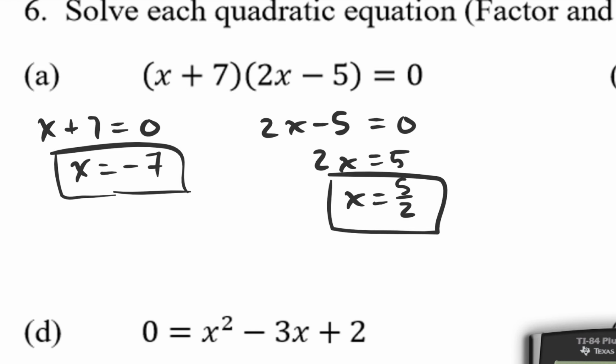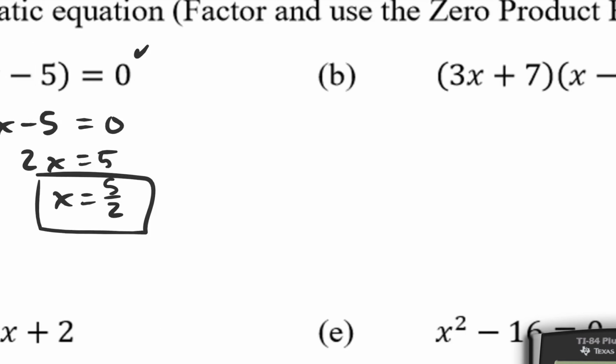And again, I didn't need to factor because it was already factored. Those are the values that, if I plug them in, would make this whole thing truly equal to 0. The negative 7 is easy to see because negative 7 plus 7 is clearly 0. This is a little bit more difficult to see, but not much. If I take 2 and multiply it by 5 halves, 2 times 5 is 10, and 10 divided by 2 is 5. So this becomes 5 minus 5, which is clearly 0. So negative 7 and 5 halves are my solutions.